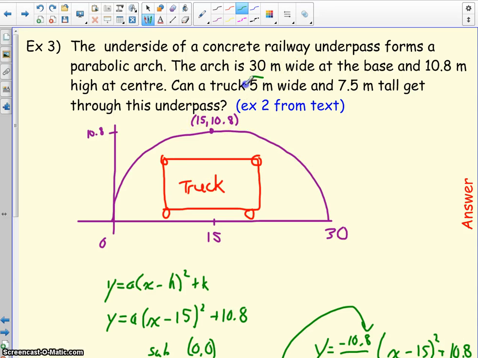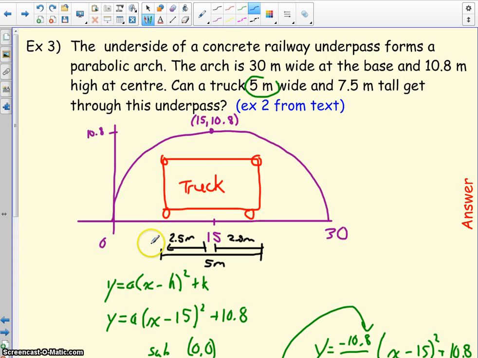So if our truck is 5 meters wide, I now have a distance of 5 meters here at the base. So if that 5 meters is centered, again at the middle, because we're assuming it can drive down the middle, that means I have 2.5 meters on either side of the center of the arch. Okay, so if I'm looking for where the edge of the truck happens, it either happens 2.5 meters to the left of 15 or 2.5 meters to the right of 15.